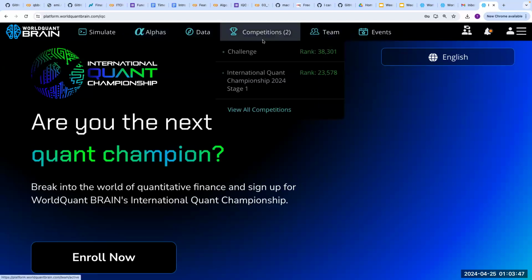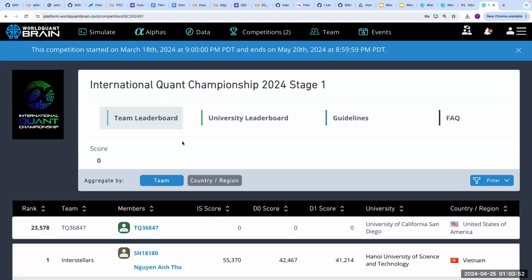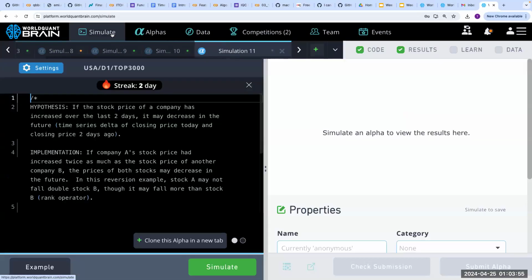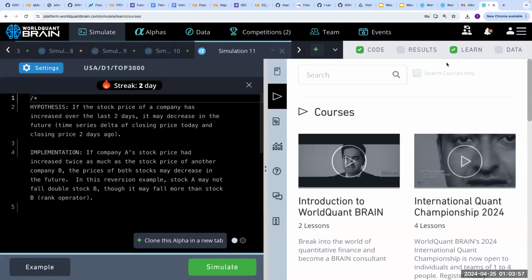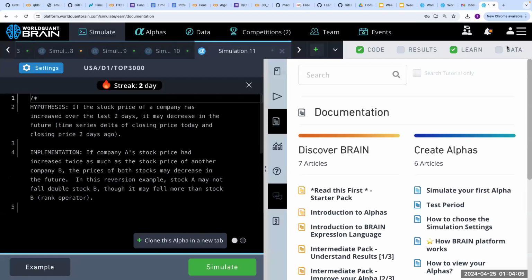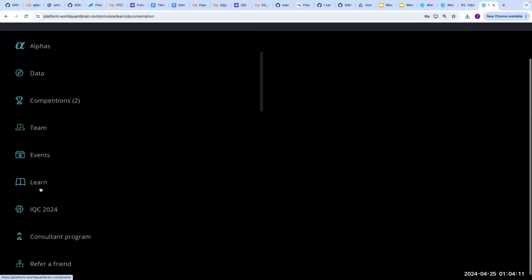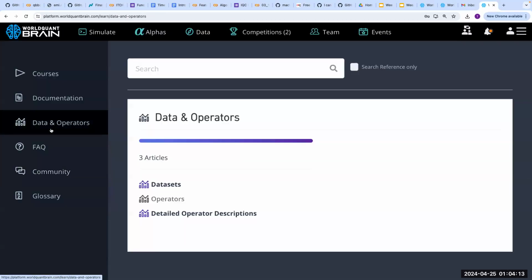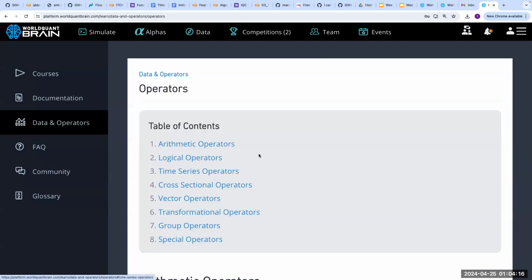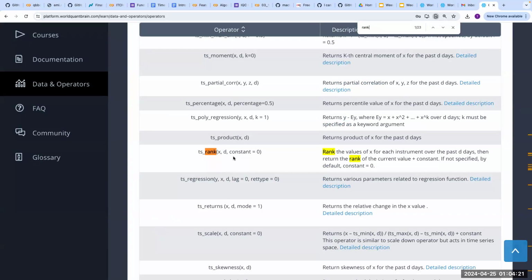Simply, if you want to see what these operators are, you go on Simulate and you go on Learn, and here you will see Data and Operators. I think the screen sharing might have disabled that. Yeah, if you go on Data and Operators, you can see the operator descriptions. The first one that we talked about is rank. This is the most important one we use.